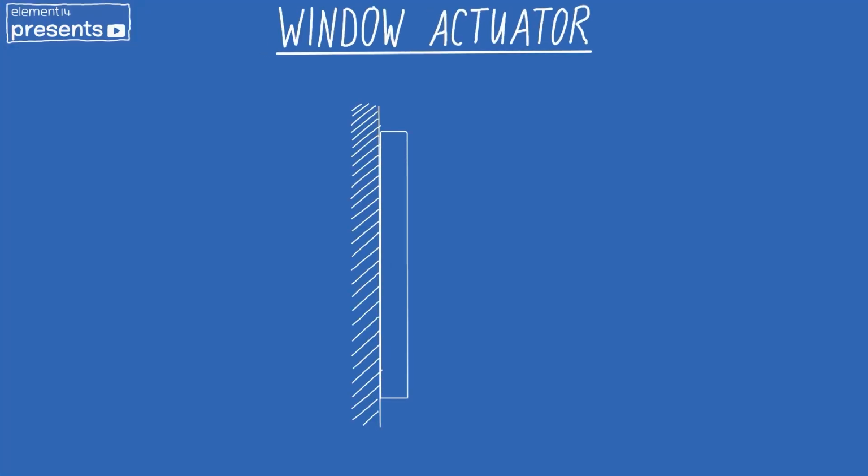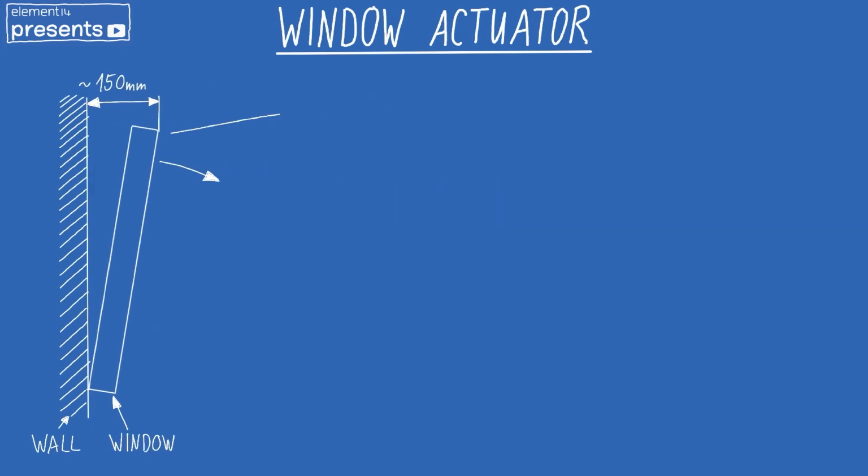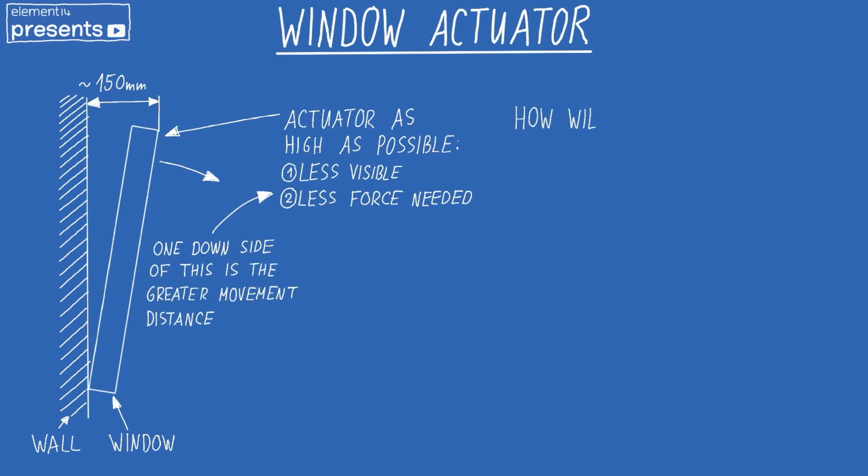So for the other actuator, I actually want to open the window and close it. This is the window motion that I want to achieve with the actuator. I want to mount it as high as possible to be the least visible as possible, and for it to need to use the least amount of force, but that means it will need to have a longer travel, but that doesn't matter to me.